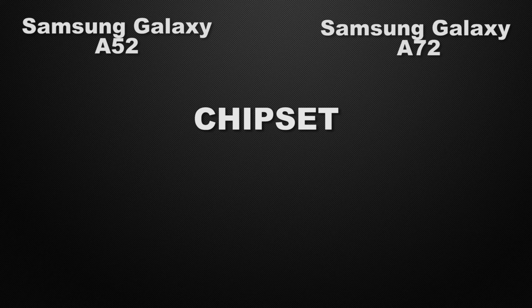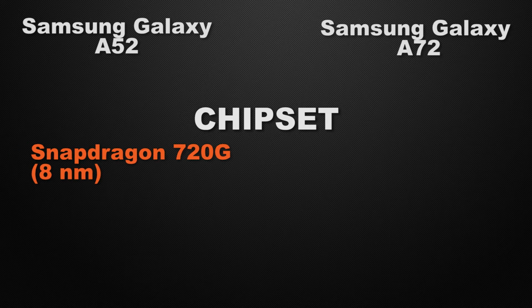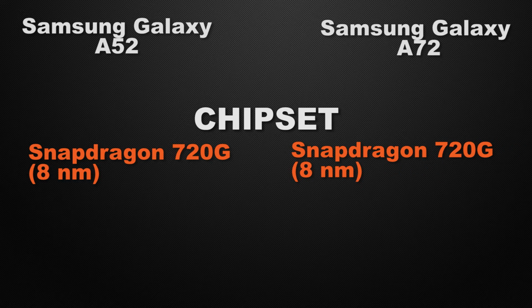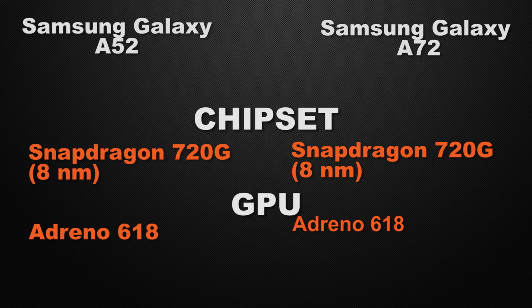Let's talk about the processor of the devices. A52 is powered by the Snapdragon 720G based on an 8nm process, and A72 is also powered by the Snapdragon 720G based on an 8nm process. So I will call it a tie here because both of the devices come with the same processor. And about the GPU of the devices, both of the devices are packed with the Adreno 618 GPU. So again, it's a tie here because both of the devices can give you the same FPS in games.